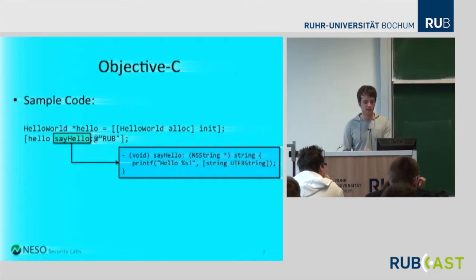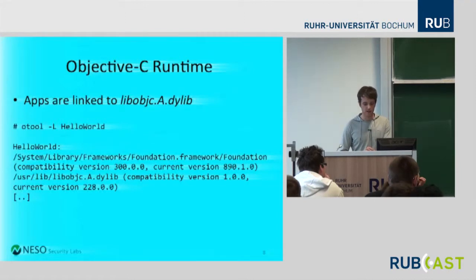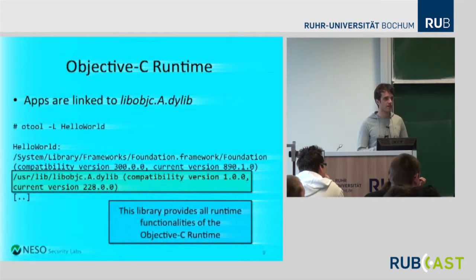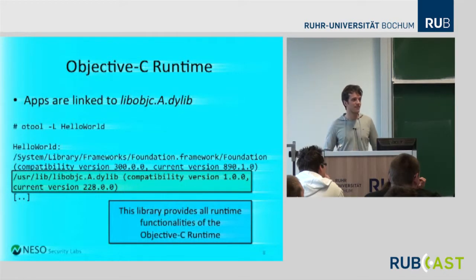As apps are executed natively on iOS devices, what makes the runtime? During the build process of an app, all apps are linked to the so-called libobjc dynamic library. You could extract information on all linked libraries from an app binary using the object file displaying tool from Apple, and you will notice that every iOS app is linked against this library. This library provides all runtime functionalities of the Objective-C runtime. So this makes the runtime.